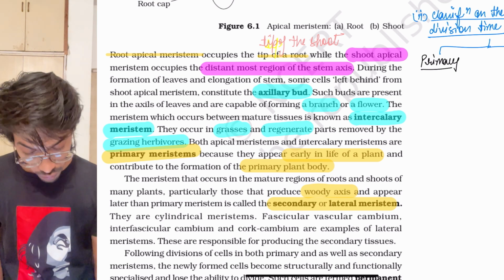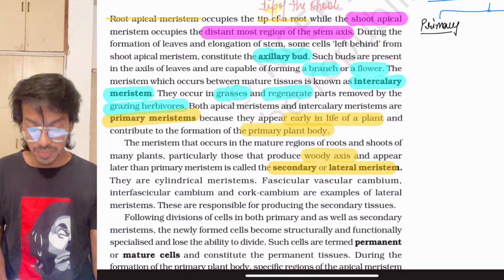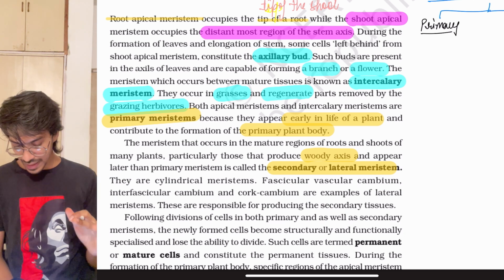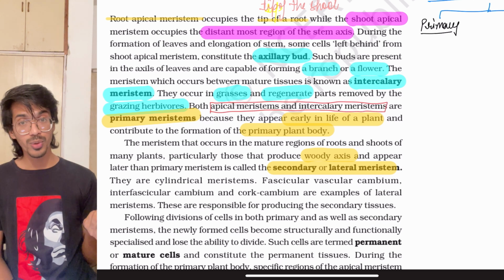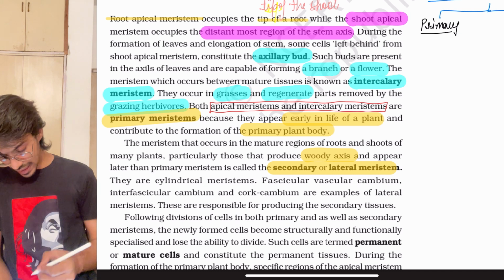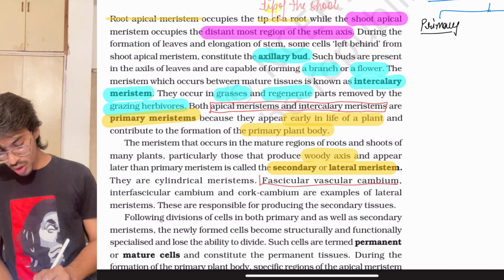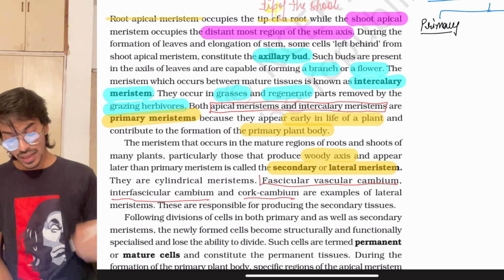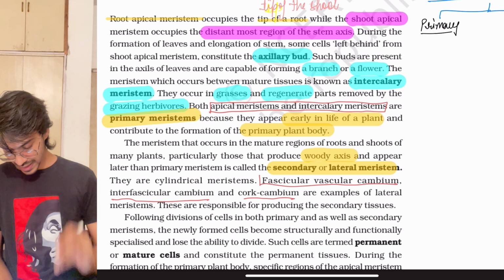Okay, now the examples over here are the most important. We know that primary is doing what? Root apex, shoot apex, or intercalary. So these are the examples of it. This will be asked to you, where the students had a problem to understand. Whereas secondary would be what? Fascicular cambium, interfascicular cambium, cork cambium. These things will help in secondary growth. So this thing you have to remember, the examples.